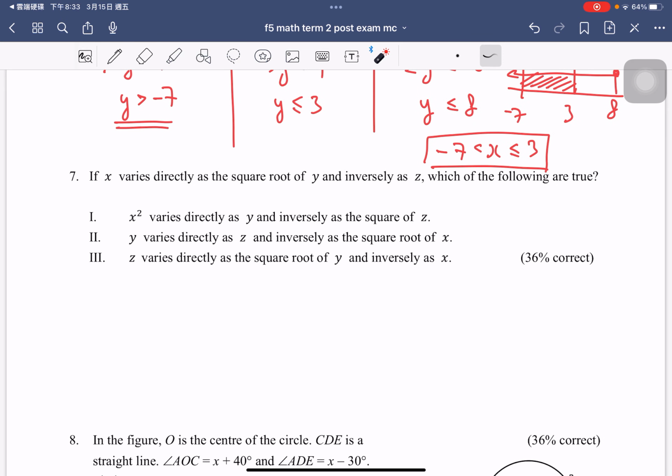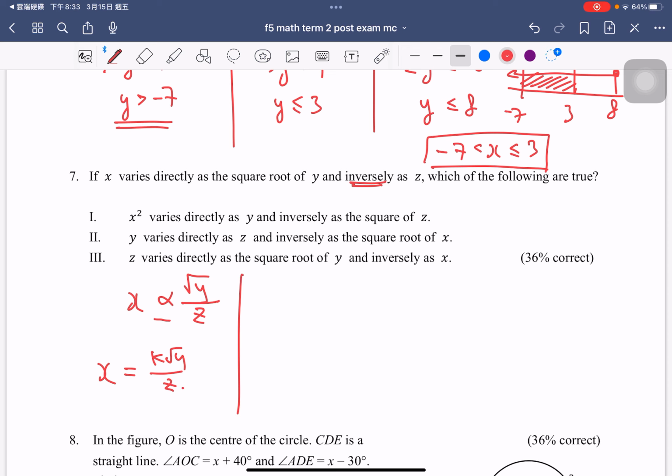So question 7, we have x varies directly as the square root of y, and inversely as z. So x varies directly as the square root of y, and then inversely means divide, isn't it? And then inversely as z. Okay? So now we can check them one by one. If we have variation, we can just write it as x is equal to k square root y divided by z.